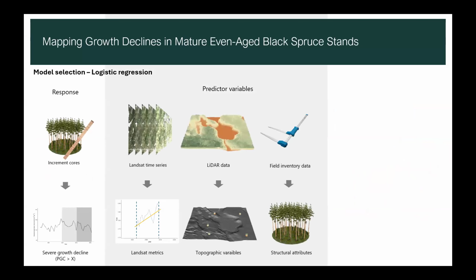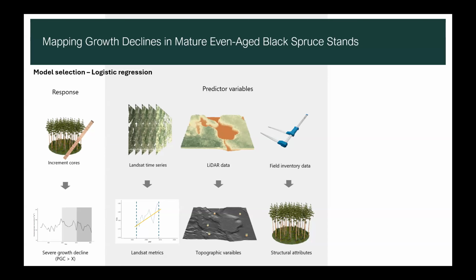Our predictor variables were in three categories. We had metrics, spectral indices derived from Landsat time series. So some static metrics, but also more dynamic, if I can say that: the slope, the evolution, the trend in some spectral indices over time. We used the LiDAR data to extract topographic variables, such as the wetness indices, the slope, elevation, etc. And we used our field inventory data to calculate some structural attributes. Of course, the mean DBH, the basal area, etc.